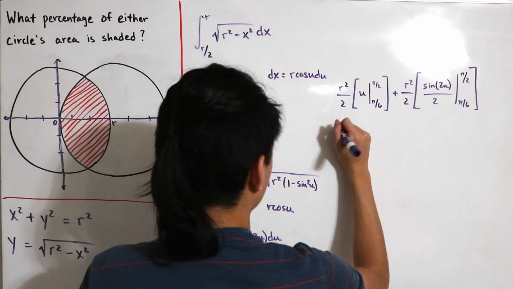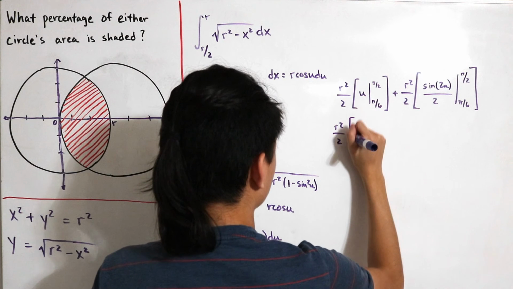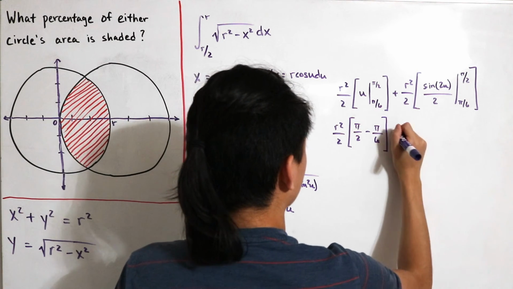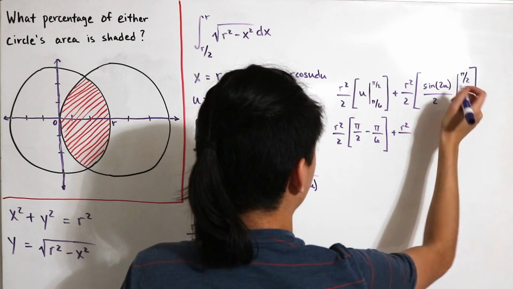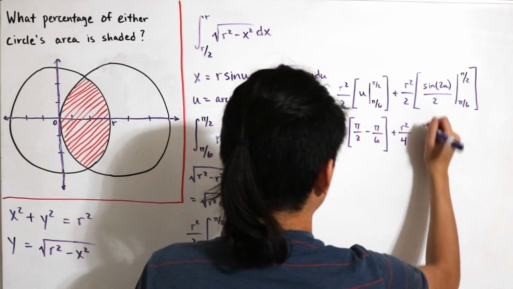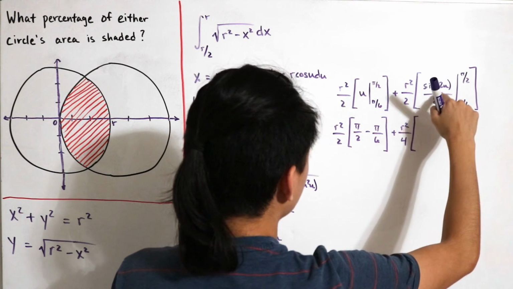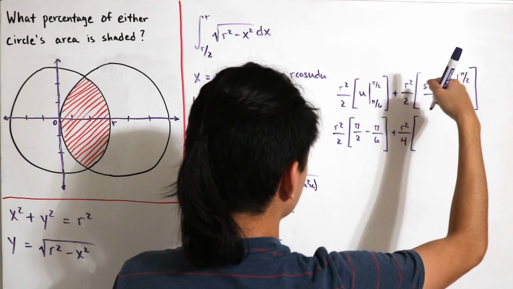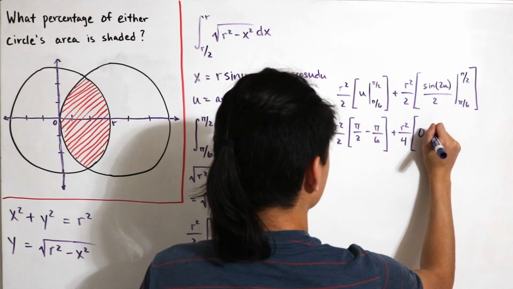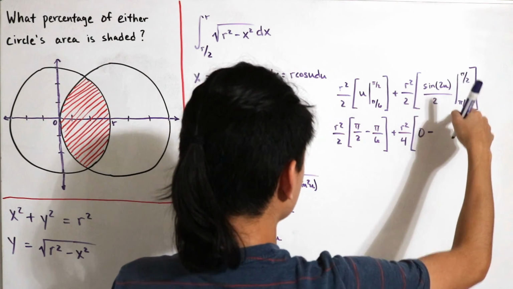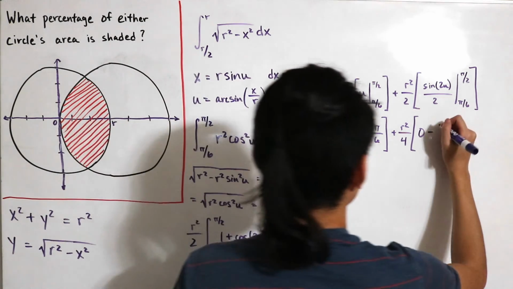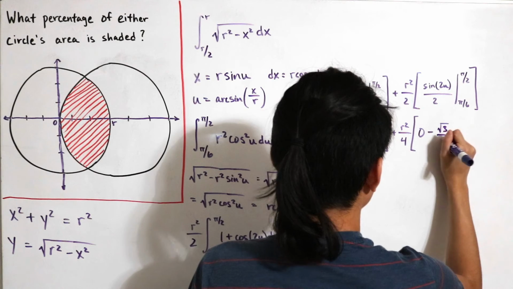And now this is easy to calculate. So r squared over 2 times pi divided by 2 minus pi divided by 6. Add this with r squared, I'll factor out the 2, so this is r squared divided by 4. Let's see, sine of 2u, so 2 times pi over 2, the sine of pi, is just 0, then subtract 2 times pi over 6, so that's pi over 3. Sine of pi over 3 is just the square root of 3 divided by 2.